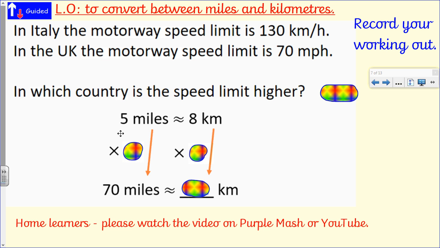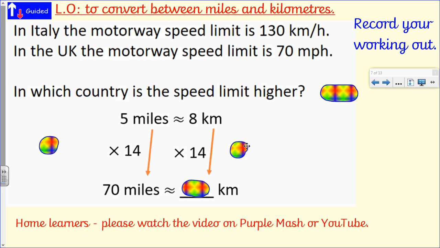If we just work out what we times 5 by to make 70, we can do the same to this side and we'll know what the UK speed limit is then in kilometers, which we can then directly compare to our Italian one here. Now, 5 times by 12 is 60. So from there, if I add 2 more lots of 5 on, I'm going to get to 70. So 5 times by 14 is 70. So I need to do, therefore, the same things, just like when we do fractions. We need to do 8 times by 14.